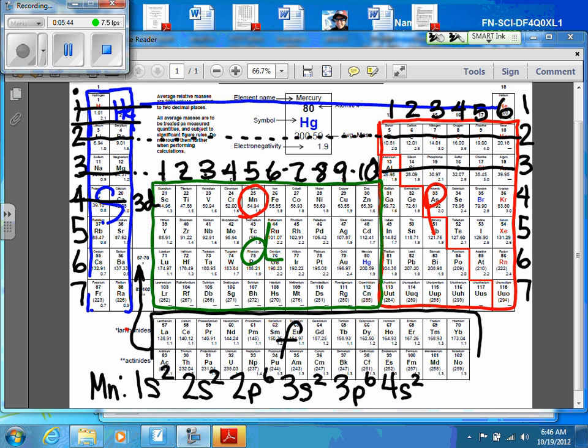So for the d orbitals, you'll always want to subtract 1 from that row number. So for the d orbitals, you're going to take the row minus 1 in order to get that first number. So for this one, we've got 3d, and then I'm just going to count over. This is the block that I'm in. 1, 2, 3, 4, 5 is where that is. So I've got 5 electrons in that d orbital.